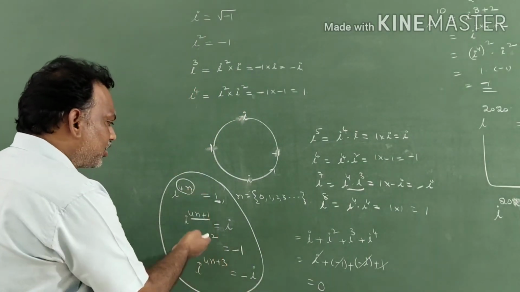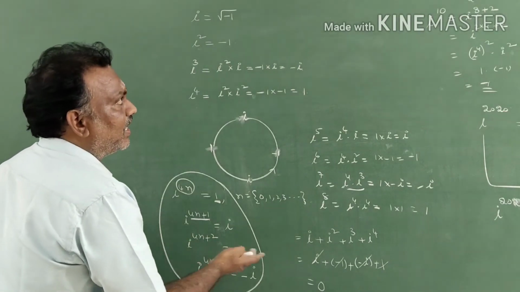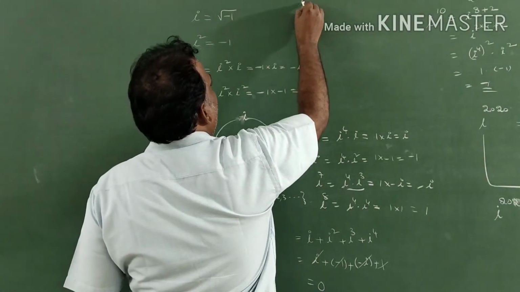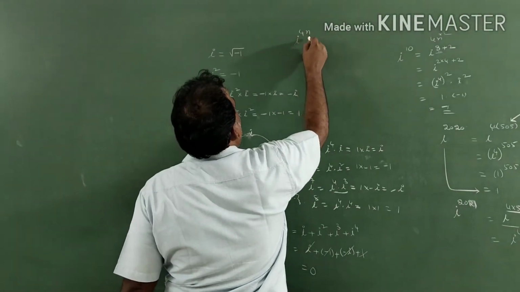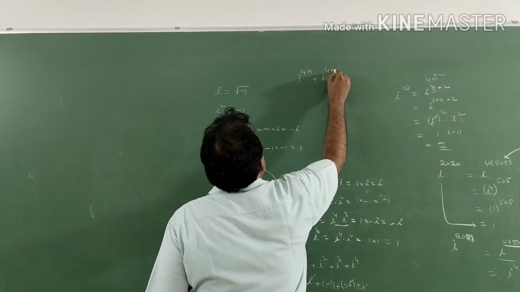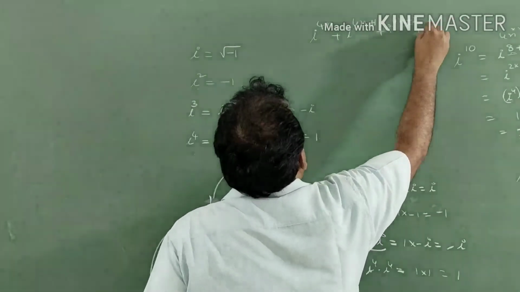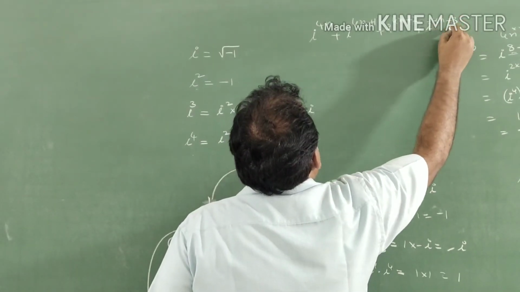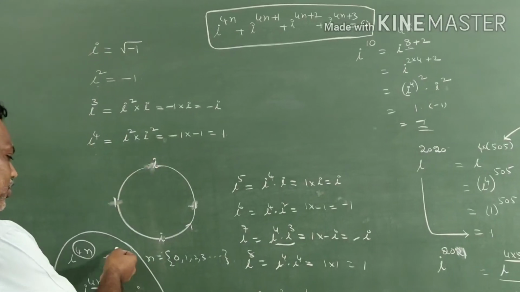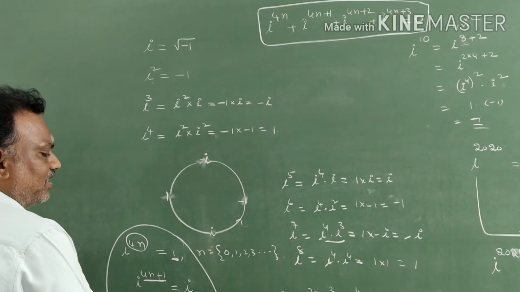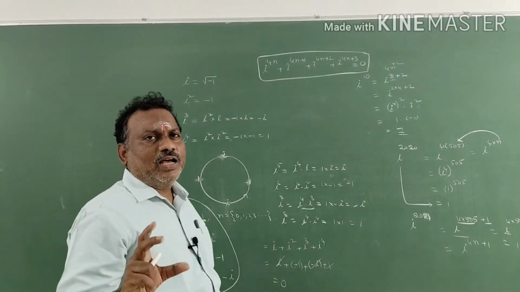So these are also consecutive, 4n, 4n plus 1, 4n plus 2, 4n plus 3. That's why this is a very very important question in objective. i to the power of 4n plus i to the power of 4n plus 1 plus i to the power of 4n plus 2 plus i to the power of 4n plus 3 always gives answer 0. You can substitute these values: plus 1 minus 1 cancel, plus i minus i cancel, you are getting 0. This is the i cycle.